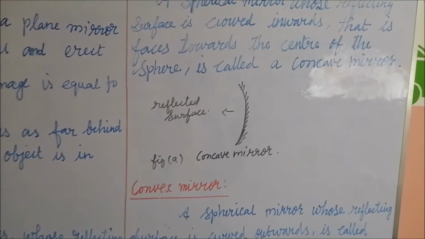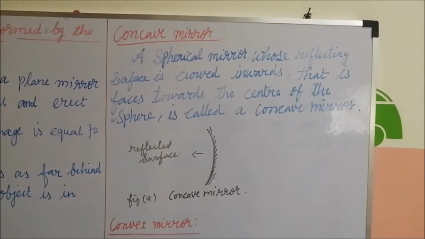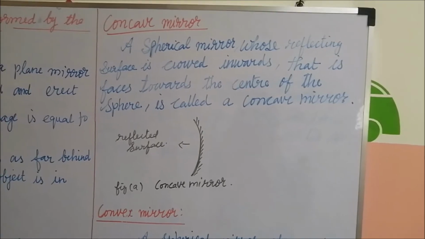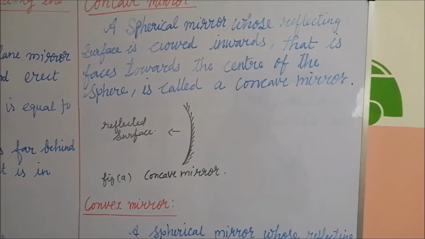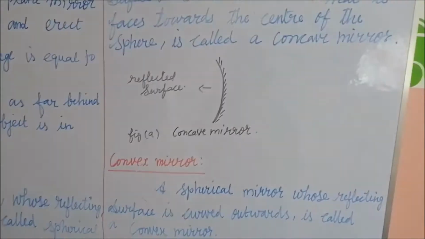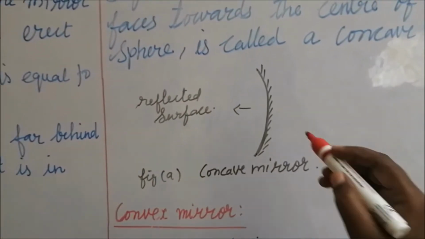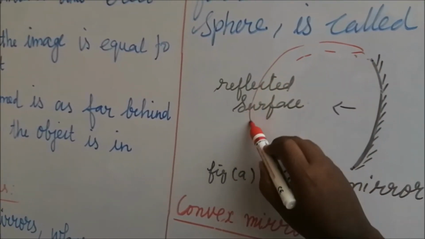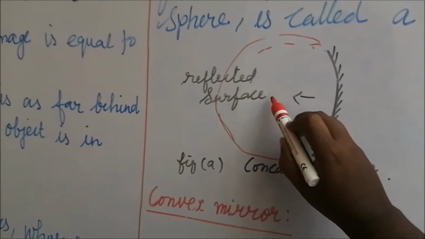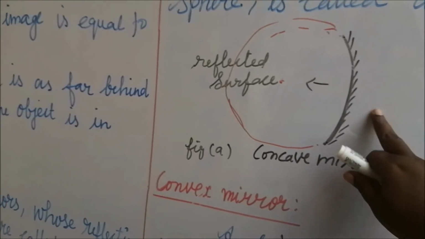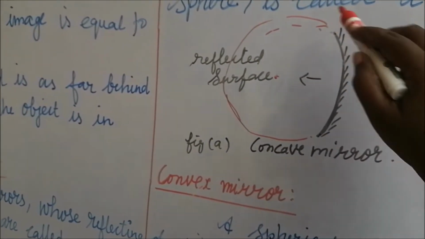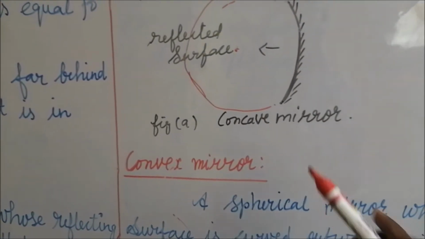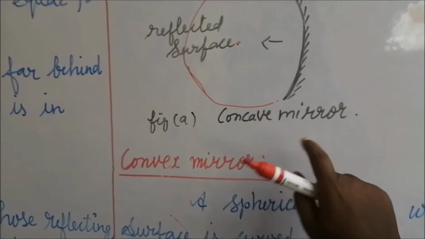into concave mirror and convex mirror. What is a concave mirror? A spherical mirror whose reflecting surface is curved inwards, that is, faces towards the center of the sphere, is called a concave mirror. Just imagine this as a sphere. If this is a sphere, then this is the center of the sphere. So in this case, the reflecting surface of the mirror is curved inwards towards the center of the sphere. So this mirror is called a concave mirror.